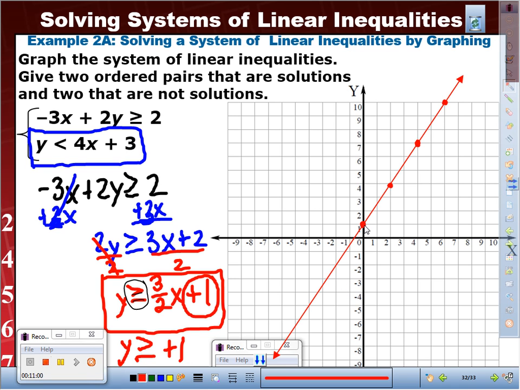So here's plus 1. Let's read the inequality. The inequality says y is greater than or equal to 1. What numbers are greater than or equal to 1? On the y-axis, what numbers are greater than 1? 2, 3, 4, 5, 6, all these, including the decimals and fractions, right? That means we shade everything above this line.